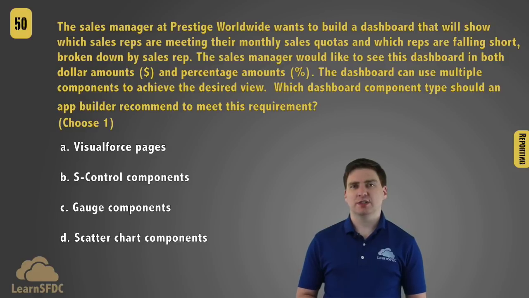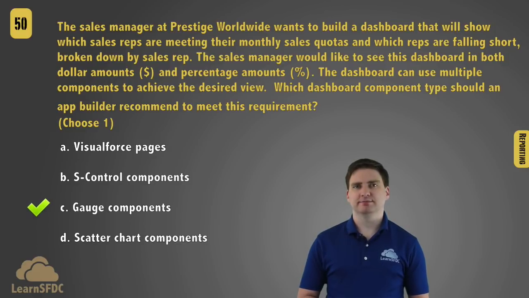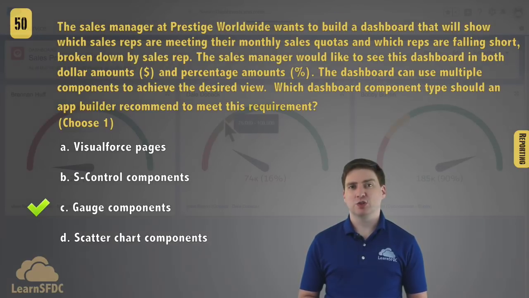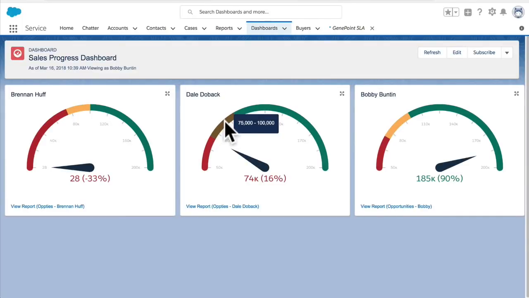The correct answer is C. A gauge is a dashboard component that can be used when a user wants to show a single value within a range of custom values. The user can set two threshold breakpoint values and a maximum value, and then assign colors to each of those three values.